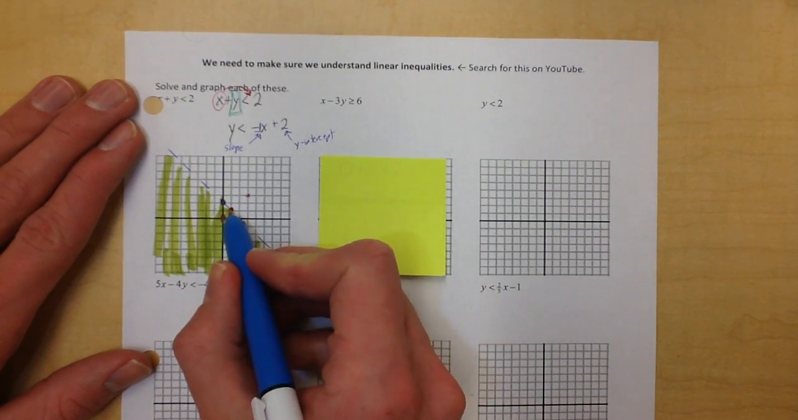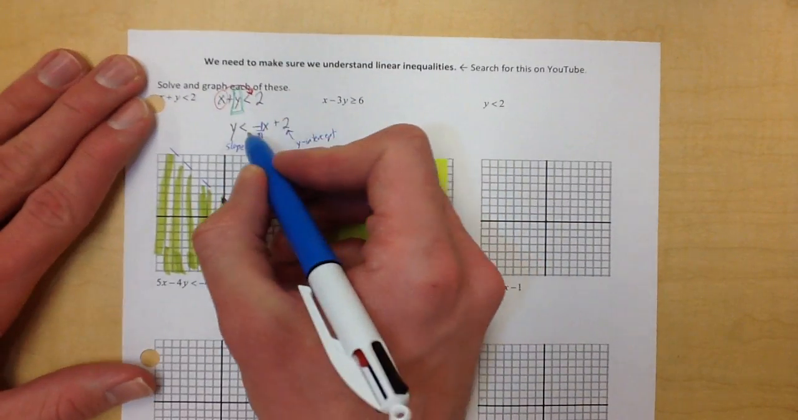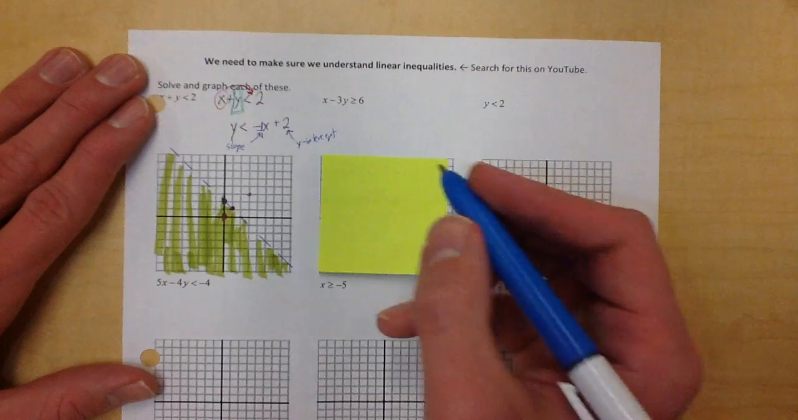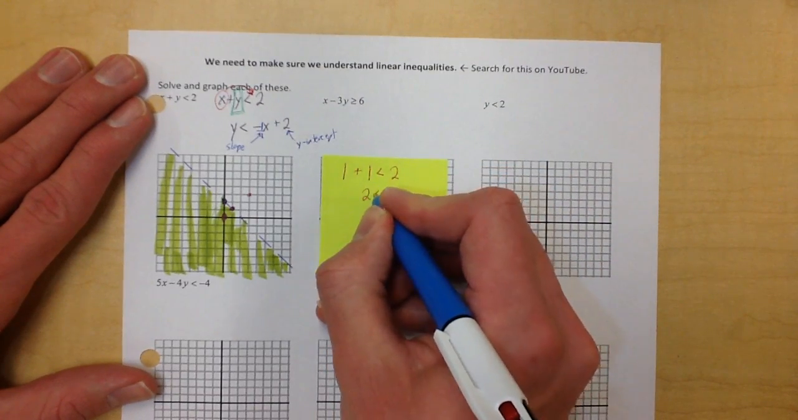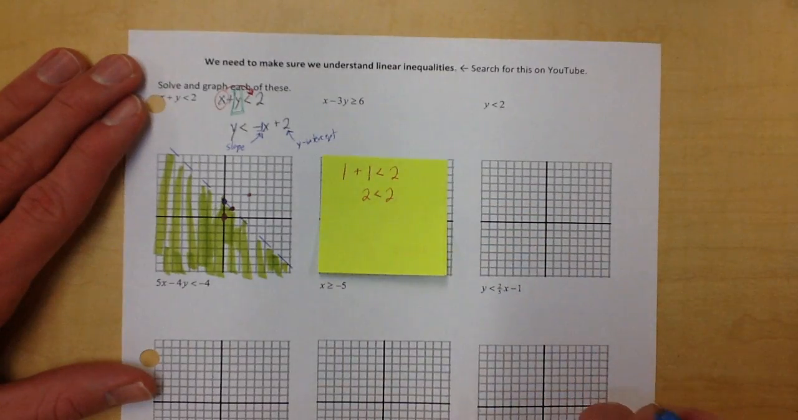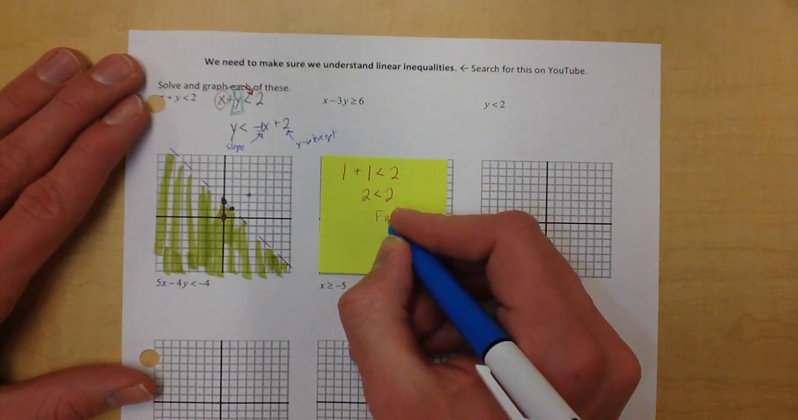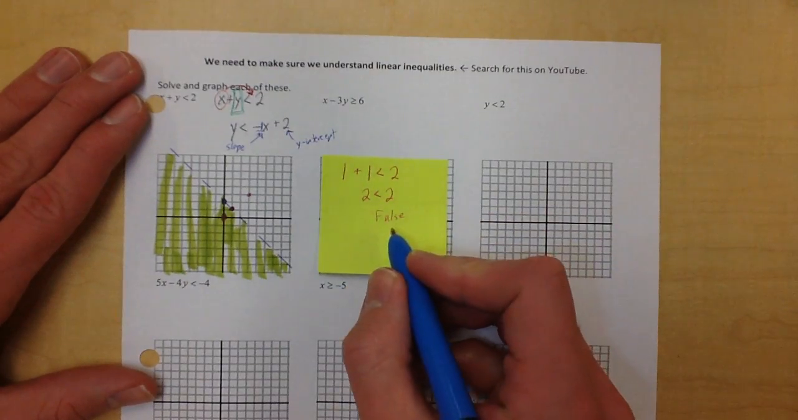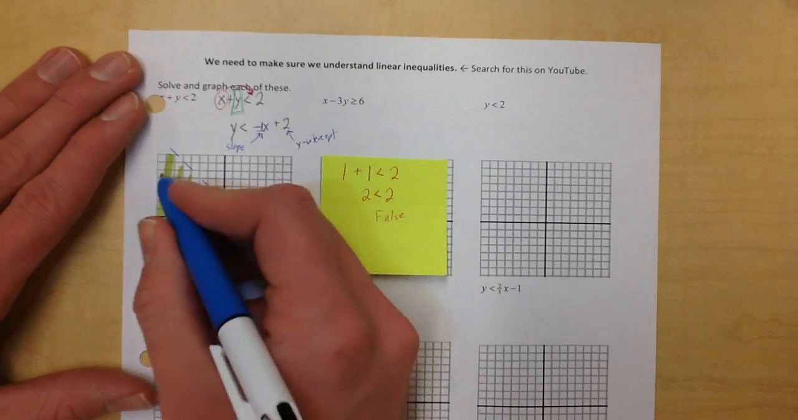That coordinate is 1, 1, and it's on our line. So we're going to plug it in. Plug it in the original, plug it in the one where you solved for y, either way. So 1 plus 1 is less than 2. 2 is less than 2. We're very tempted to say, oh, that's true, but it's not true. This isn't equal. Therefore, it is false, and that is why we didn't make a solid line.